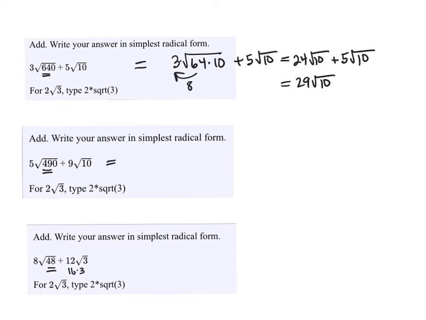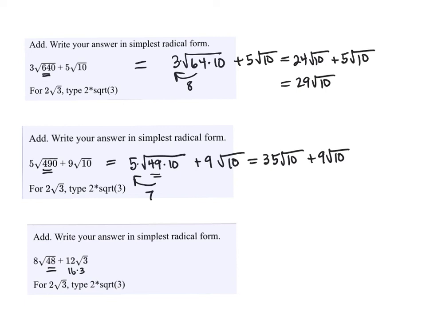Next example. This is 5 root, and 490 is 49 times 10. 49 is our perfect square, plus 9 root 10. The square root of 49 is 7. So we're going to multiply. 7 times 5 is 35. 35 root 10 plus 9 root 10. 35 and 9 make 44. 44 root 10 then is my answer.